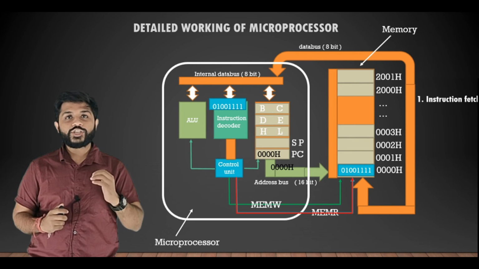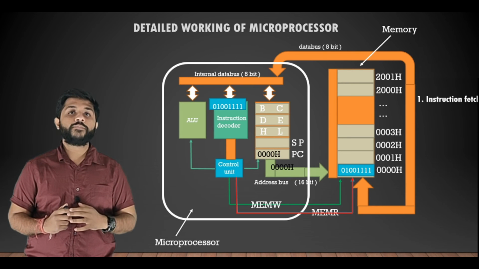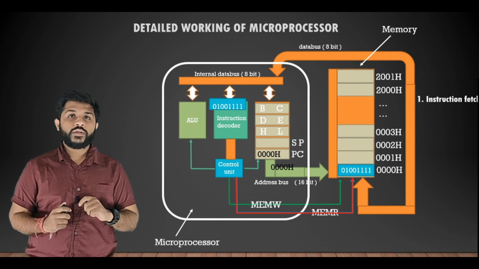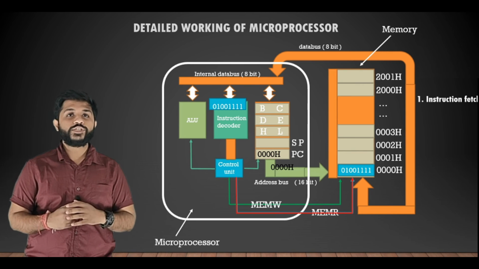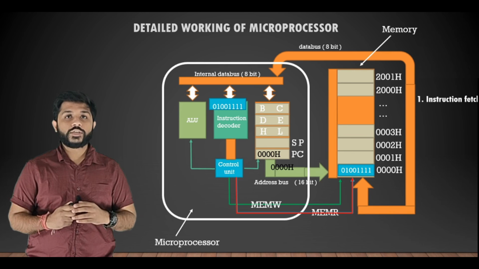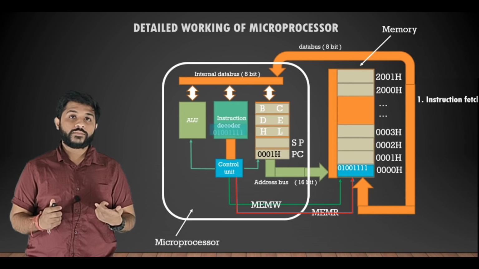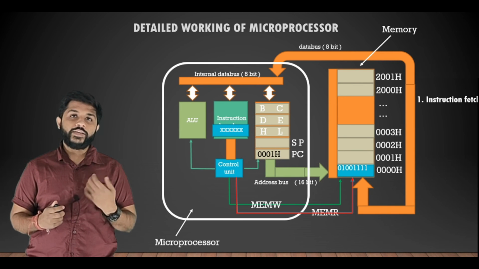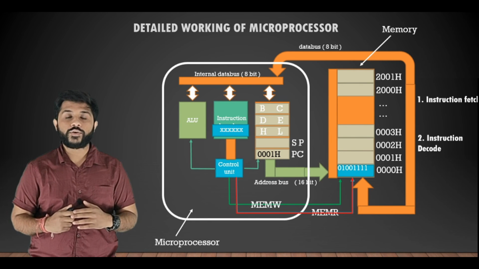You can see that the instruction has arrived from the memory at the instruction decoder block, and this process is known as instruction fetch. After the instruction fetch process is done, what is the next process? It is the instruction decode. As the instruction has arrived in the instruction decoder, the processor will decode that instruction. You can see that the processor has decoded that instruction, and this process is known as instruction decode.